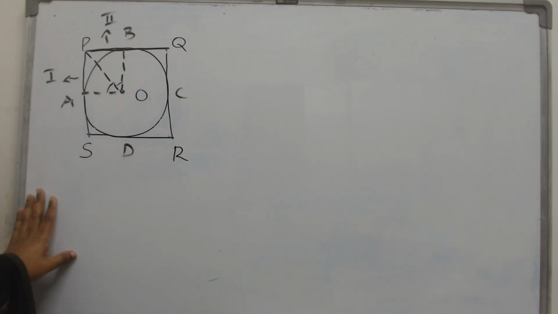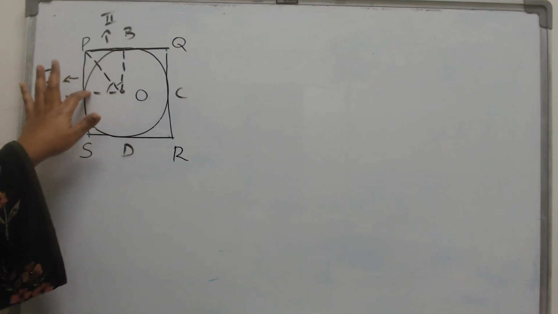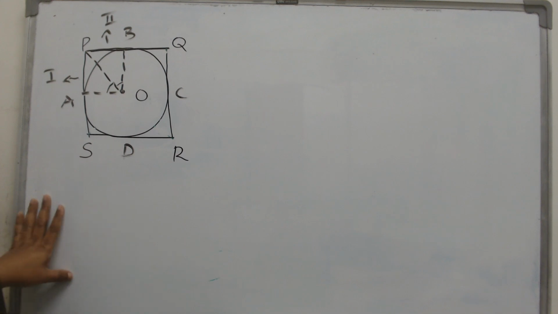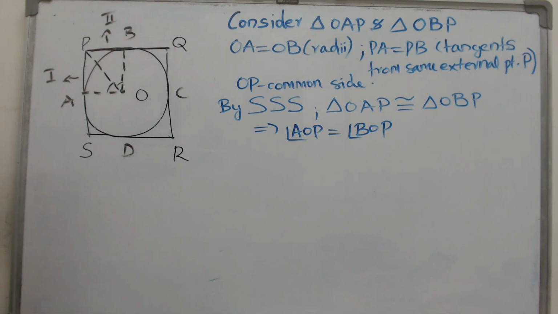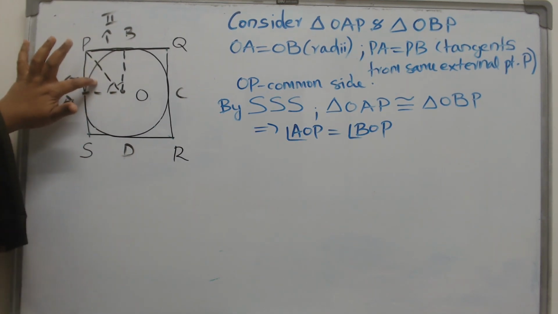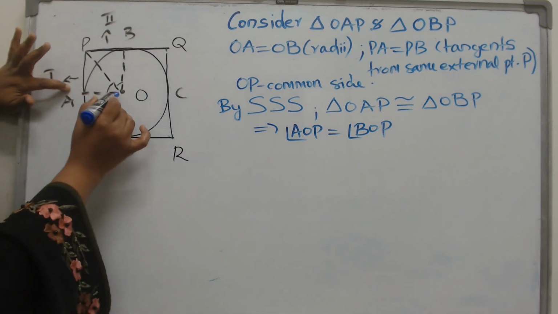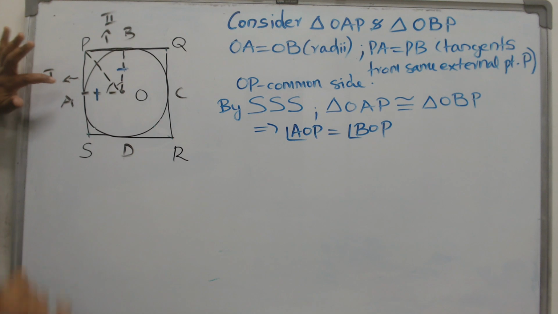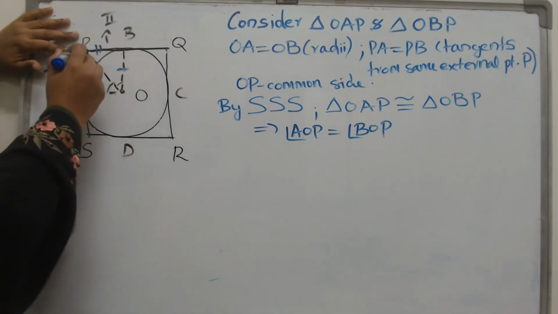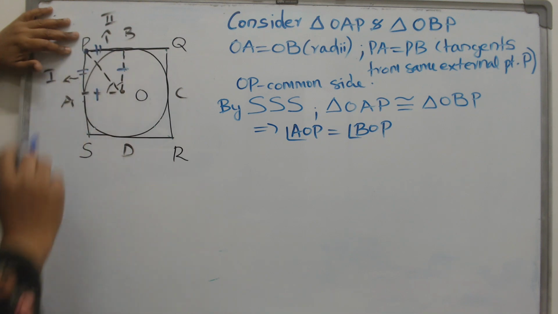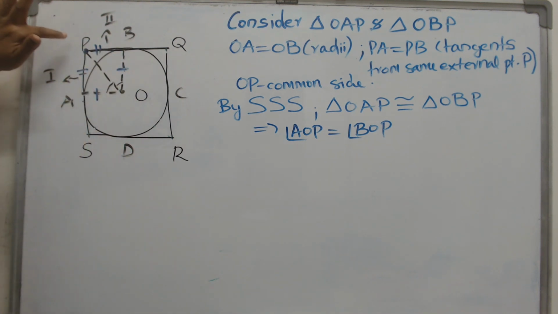And why are we doing that? Well, we will cross the bridge when we come to it. For now, let us see how to prove that these two angles are same. Consider both of these triangles. What do you see? OA and OB are equal. Why? Because they are the radii of a circle. Then PA and PB are equal. Why is that? Because PA and PB are the tangents to the circle from the same external point. So that means they are equal.